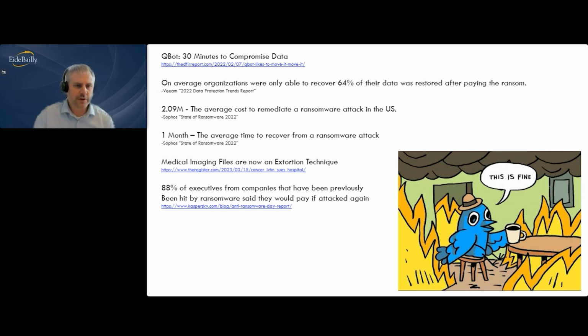Sophos also put out in their latest State of the Ransomware from 2022, average time to recover from a ransomware attack is about a month. So what are we going to do when our businesses have no IT, no systems, no things that rely on computers for a month? How does that impact our business?